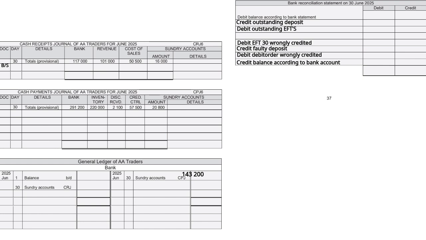So just to show you the calculation, 3,000 plus 3,000 gives me 6,000 in the debit column. So the first 3,000 is fixing the error, and the other 3,000 is the amount that it should have been. So it's 6,000. Debit EFT 30, wrongly credited.